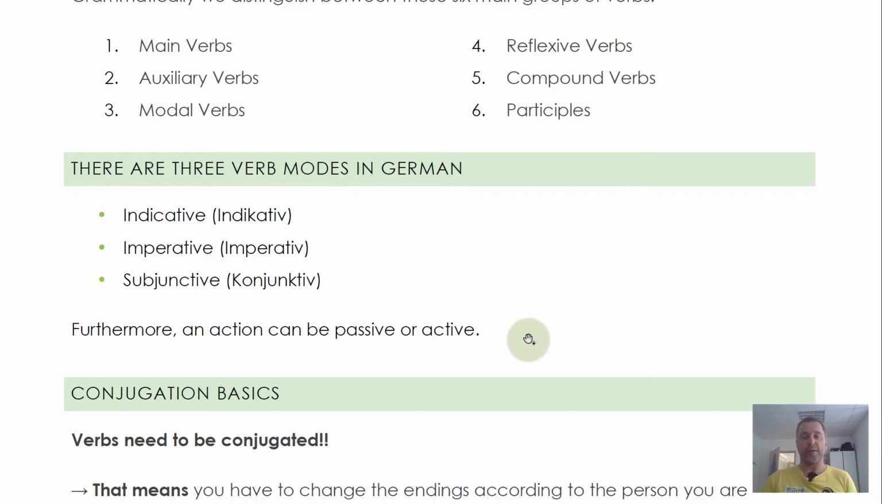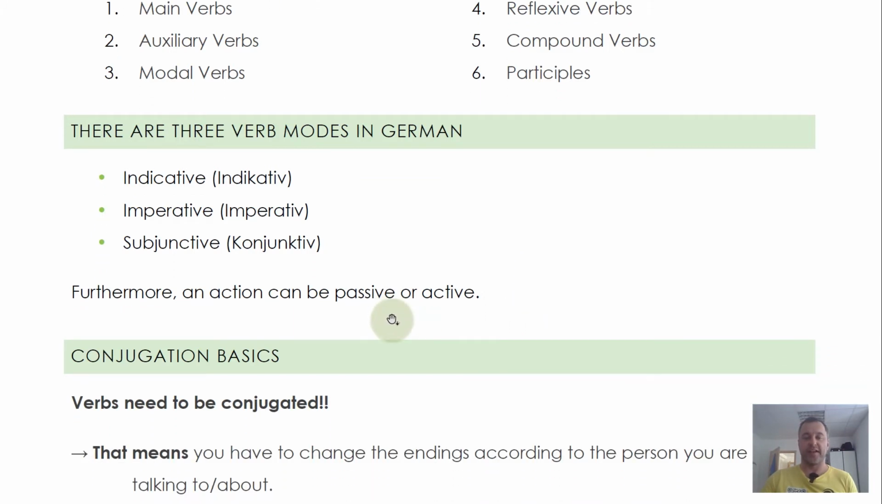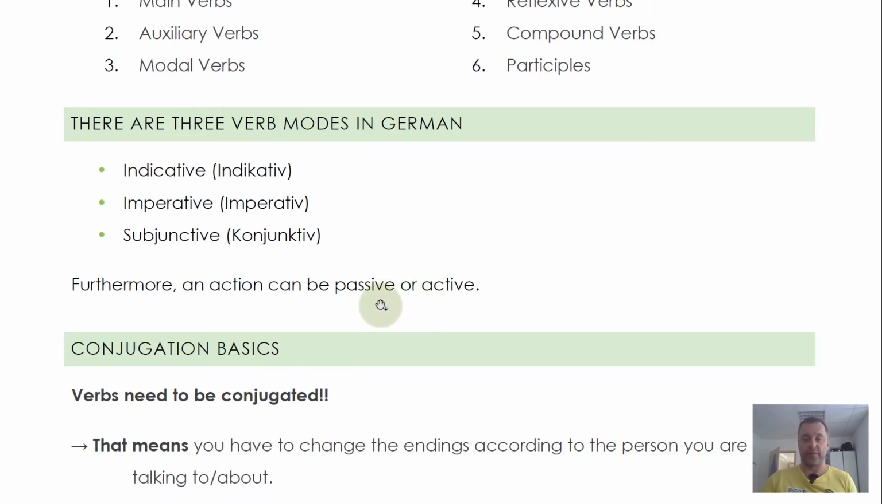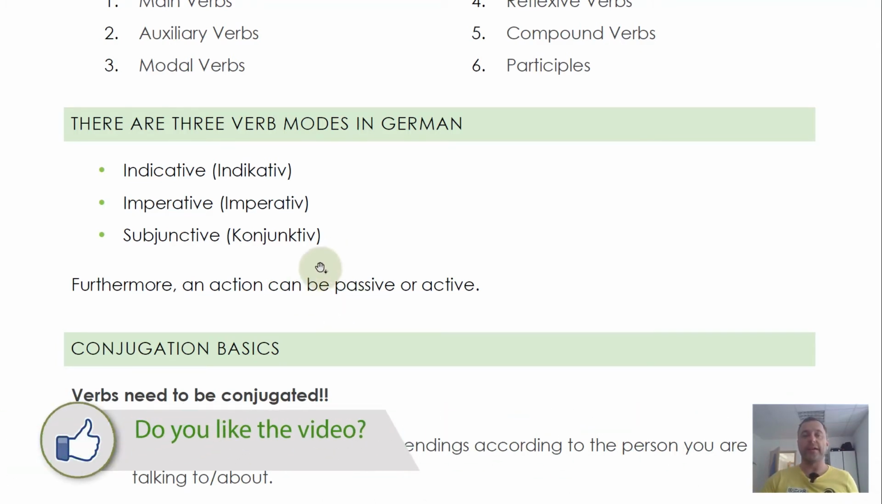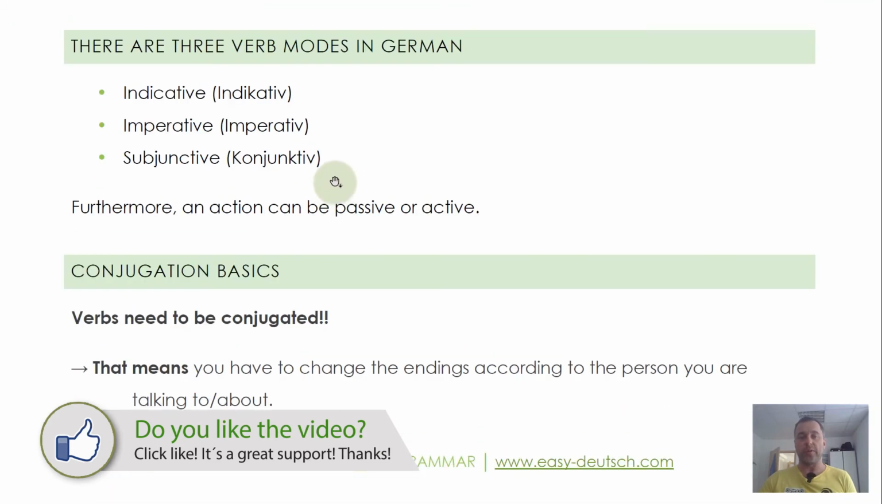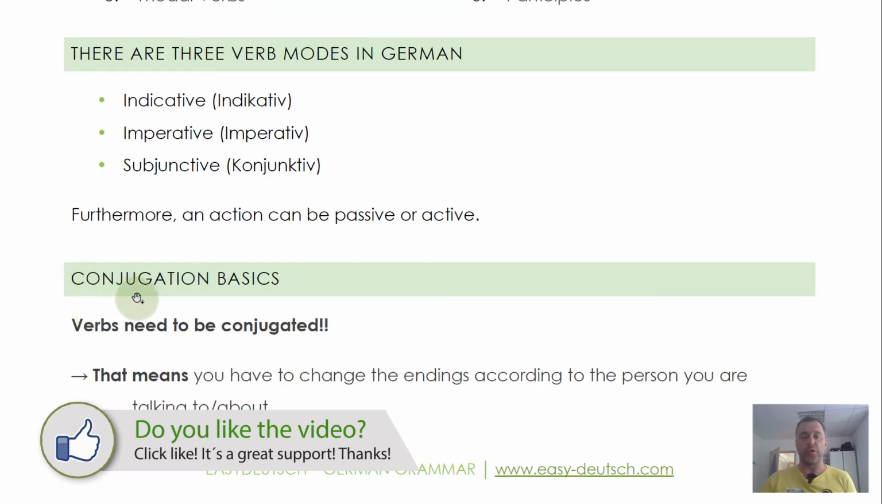And on top of that, an action can be passive or active. There is an entire playlist about the passive voice in German as well. That's just a quick overview here. It pretty much works like English, just a little more complicated because you have to do conjugation.